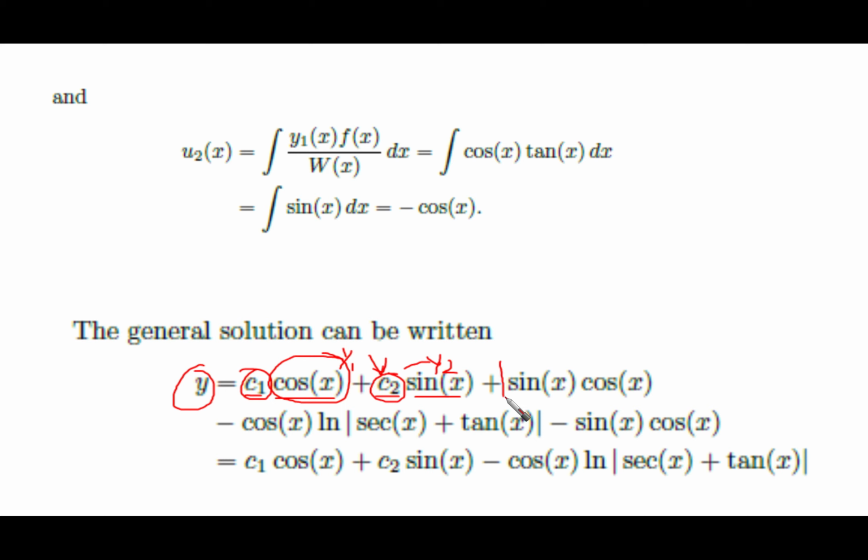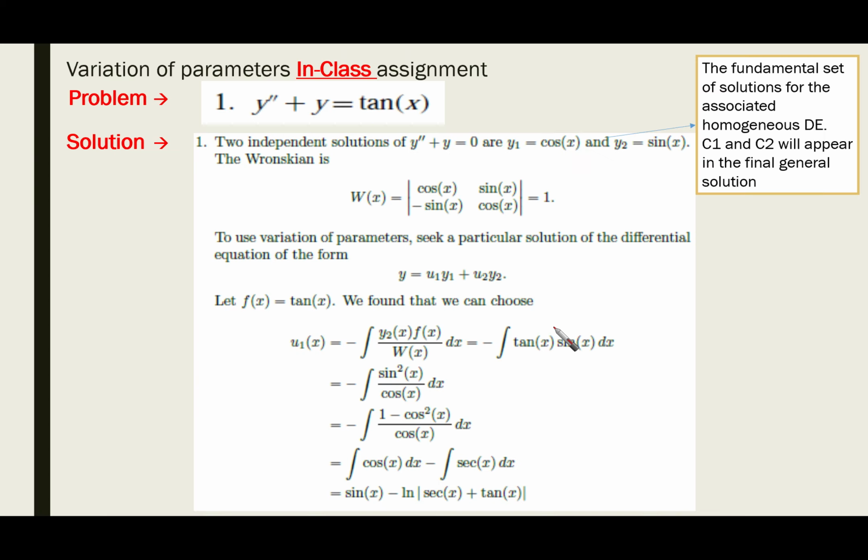Starting from here, ending with this one, it is going to be y particular. What is y particular? It is going to be sine x cosine x. Okay, what is sine x and cosine x? Yes, we have u1. Let's go back. Yes, this one, u1, y1.